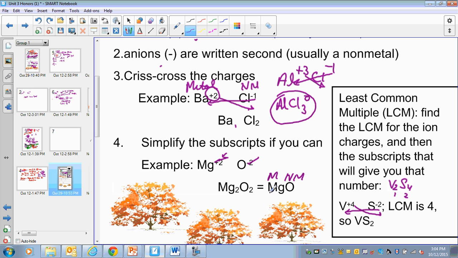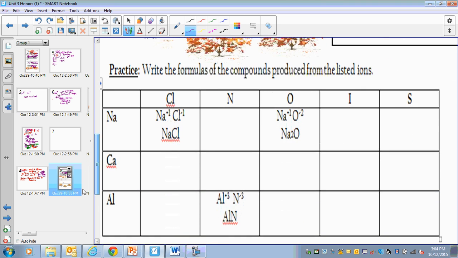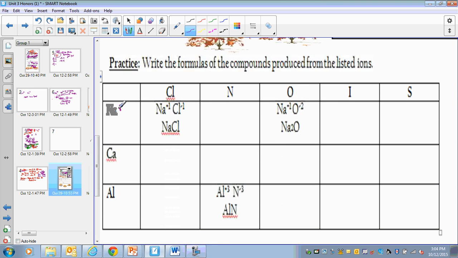I'm sorry, metals and non-metals. It has to be metal first, then non-metal, not the other way around. So let's practice this. I have sodium plus 1, chlorine minus 1, nitrogen is negative 3, oxygen is minus 2, iodine is negative 1, sulfur is negative 2, calcium is plus 2, and aluminum is plus 3.